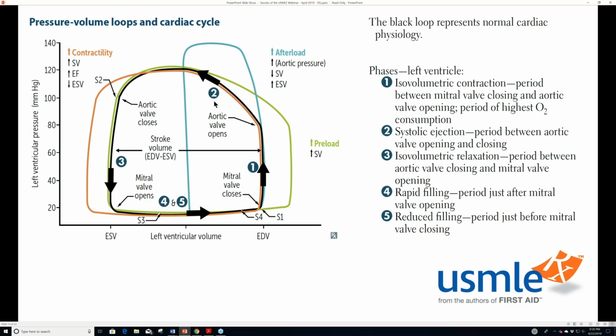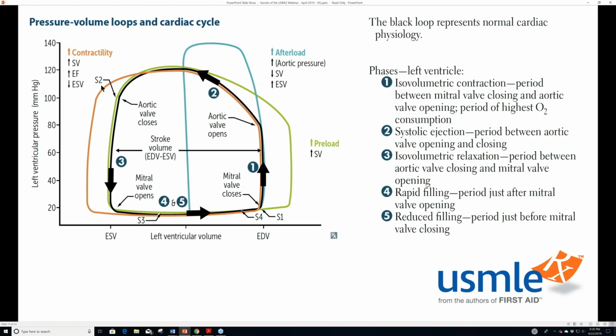Then after the left ventricle has generated enough pressure to open the aortic valve, you move into 2, which is your systolic ejection. Here you're going to see that volume is actually being ejected from the left ventricle into the aorta, and we can see a fall in your left ventricular volume as you move from right to the left on this curve. Eventually, the pressure in your left ventricle is going to fall below that of the aorta, and that's going to lead to your aortic valve closing. When your aortic valve closes, that's when you will hear your S2.